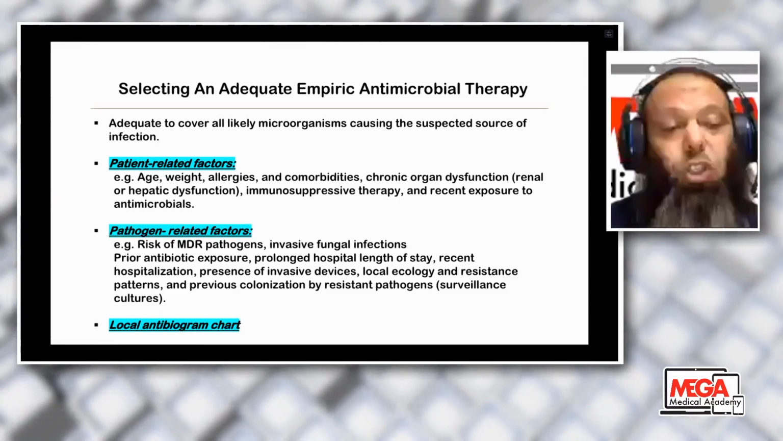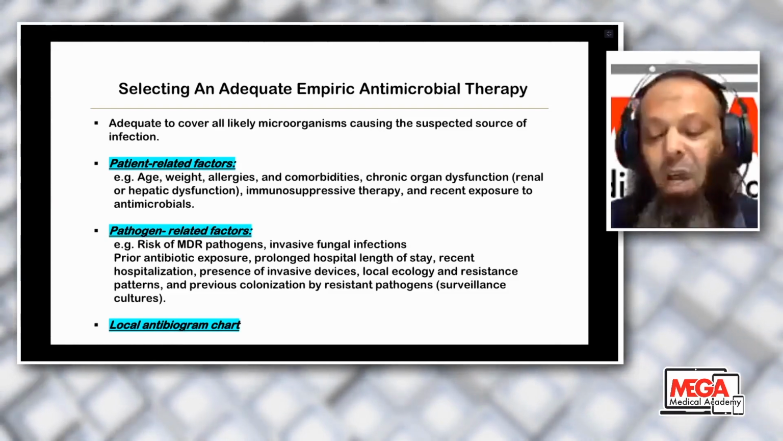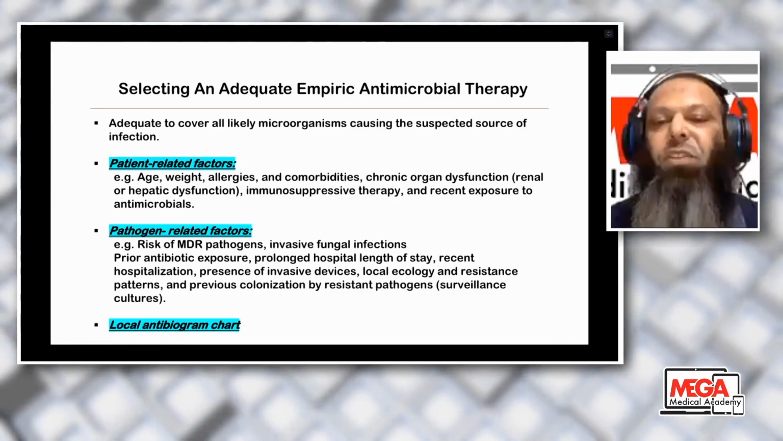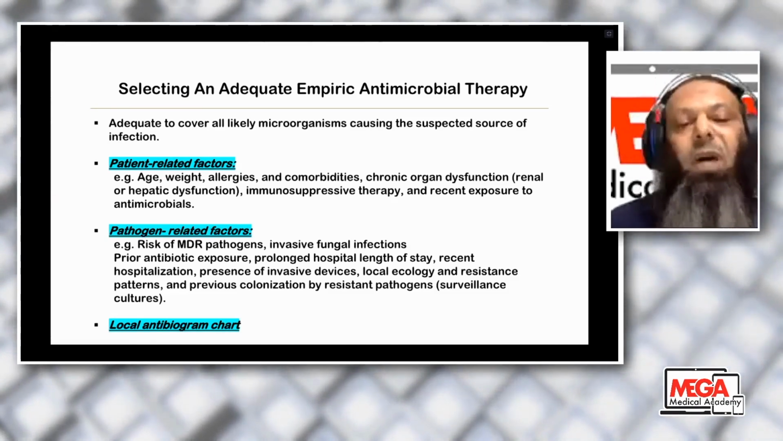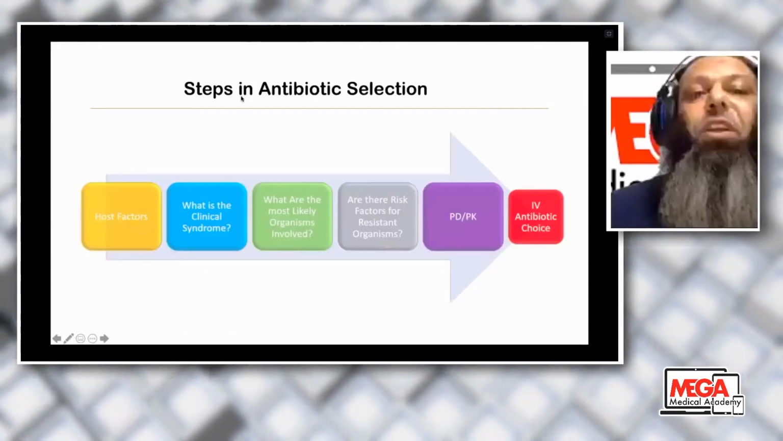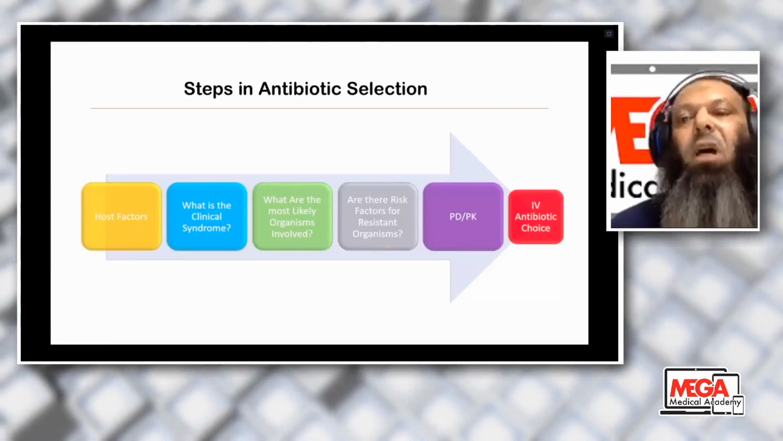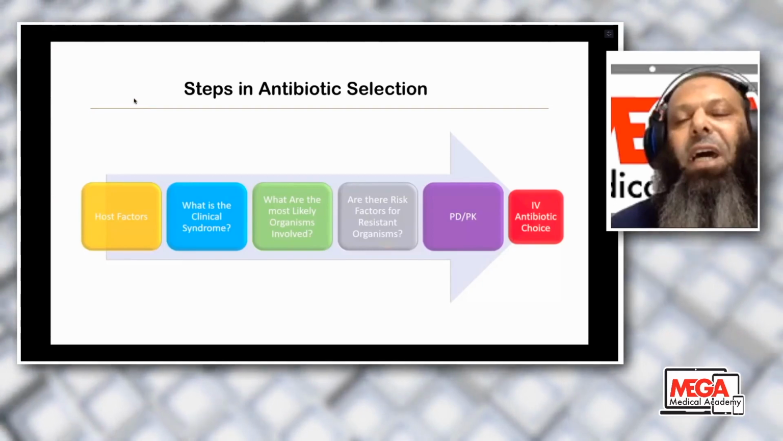And finally, you should have your own local antibiogram at your hospital and review it every quarter, every 6 months, every 1 year. It depends on the local antibiogram at your unit. So those are the steps usually when you are going to use antibiotics in sepsis, to hit hard and appropriately.